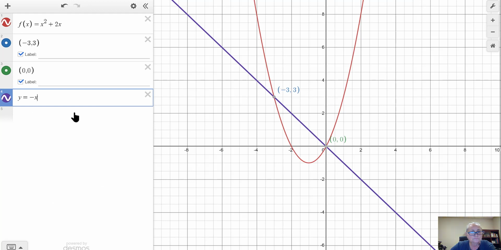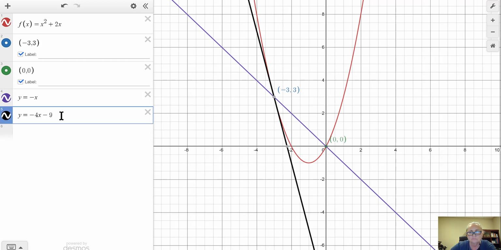So look, that's our secant line. Let's put in our tangent line. Y equals negative 4x minus 9. Look, that's the tangent to the curve at negative 3, 3. There it is right there. Look, notice how the secant line goes through 2 points and the tangent line goes through 1 point.